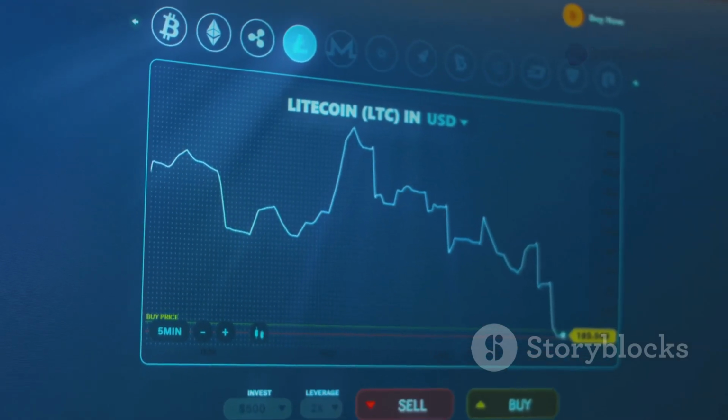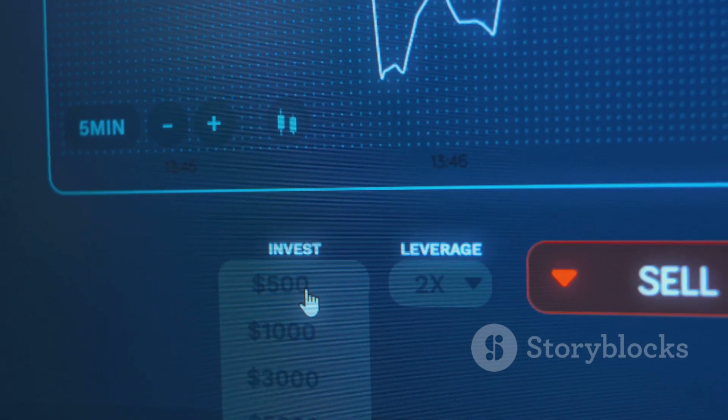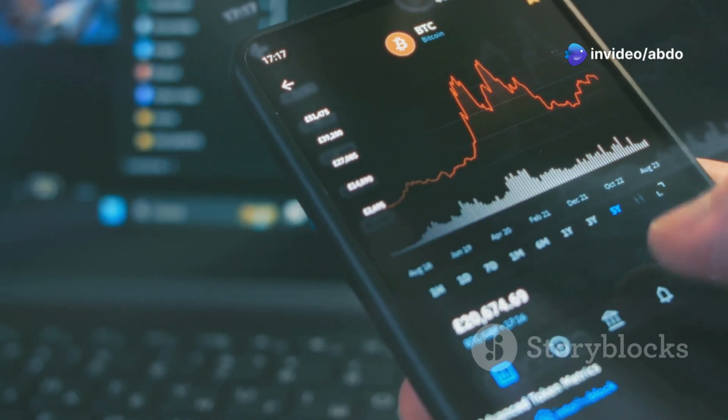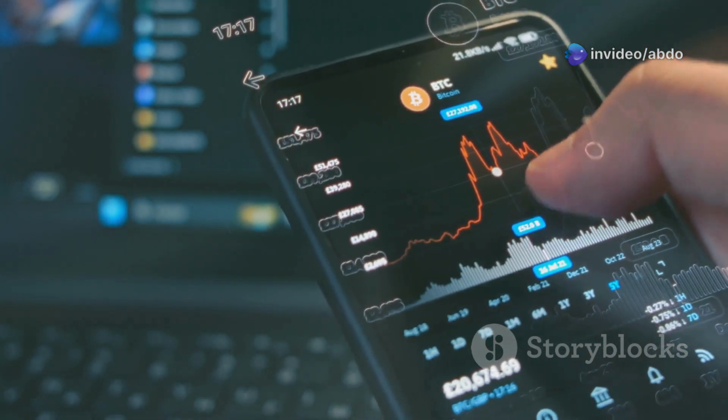Spot trading also carries less risk compared to futures trading. You're not exposed to leverage, which can amplify both profits and losses. While this limits your potential gains, it also safeguards your investment from substantial losses.